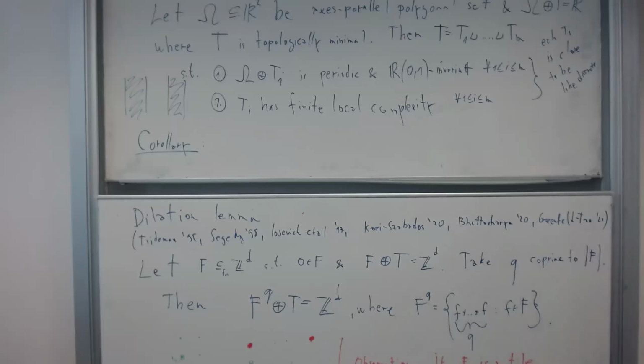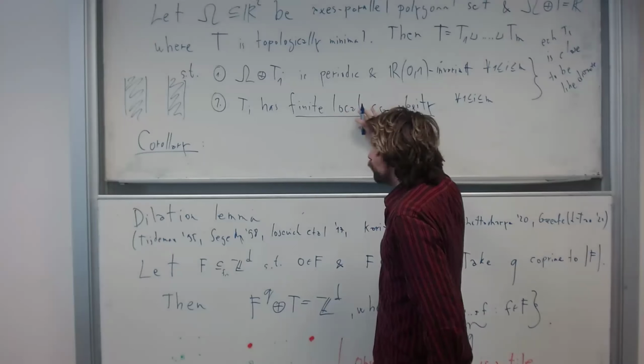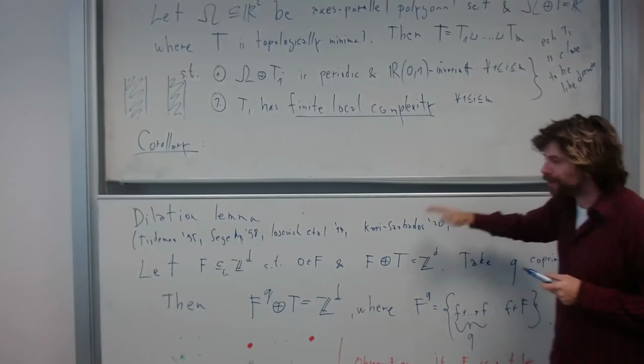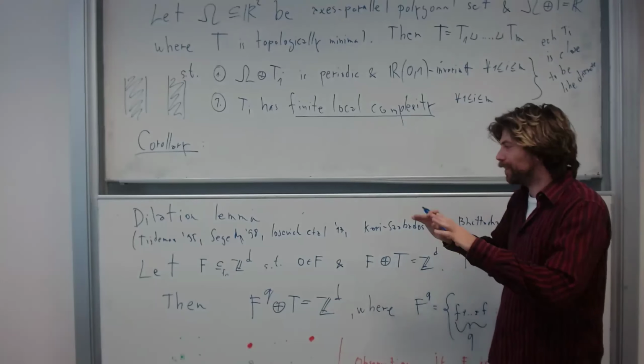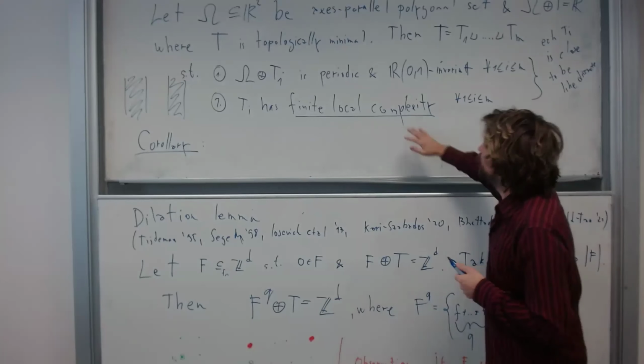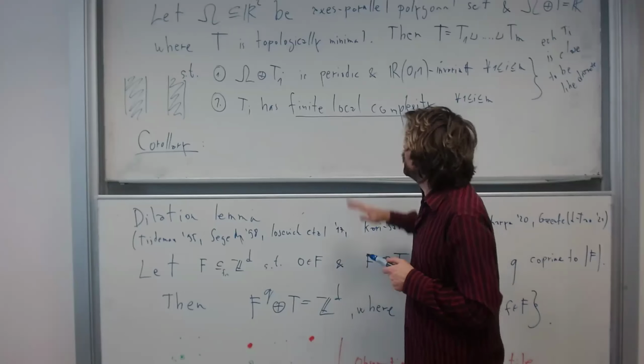And finite local complexity means it's computable by a local algorithm? No, this is what I tried to briefly describe. In Z^d, when you have a tiling and you look around, you always see only finitely many pictures. Here, because it's continuous, you theoretically could see infinitely many pictures. But this is not true.